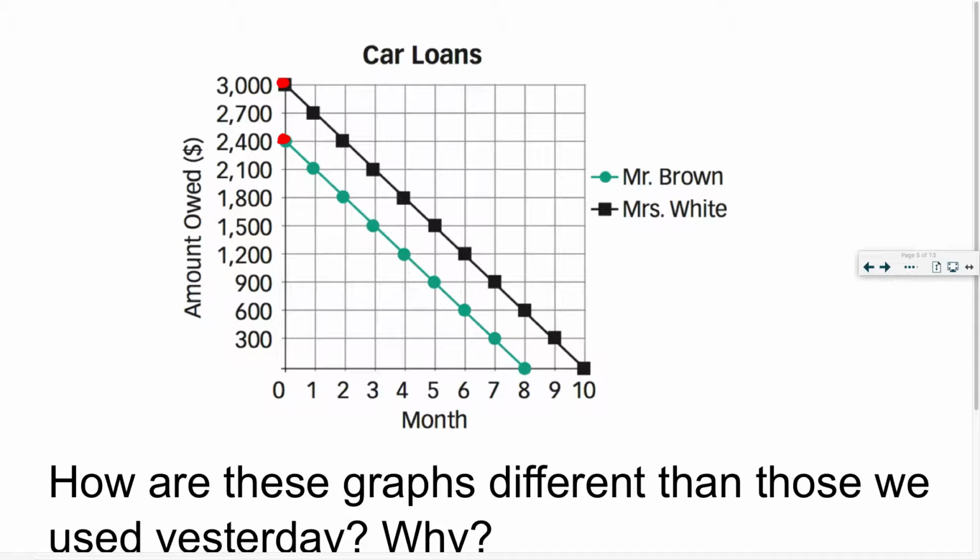They both, that both of the rate change. So their rates of change are the same. What does that mean in terms of this scenario? They're both paying 300. They're paying the same amount every month. How do you see that on the graph? That they're paying the same amount? What is it about the lines that proves that they're paying the same amount?